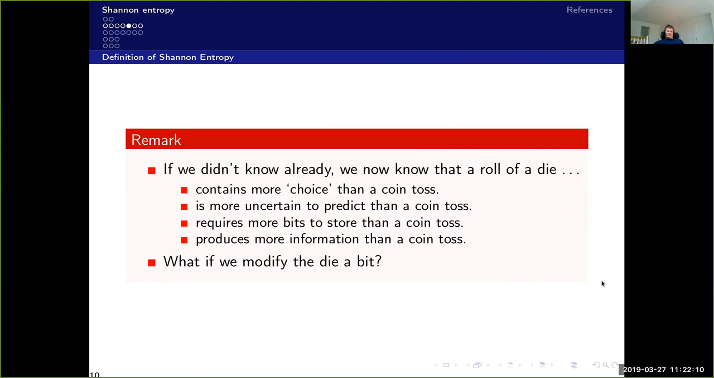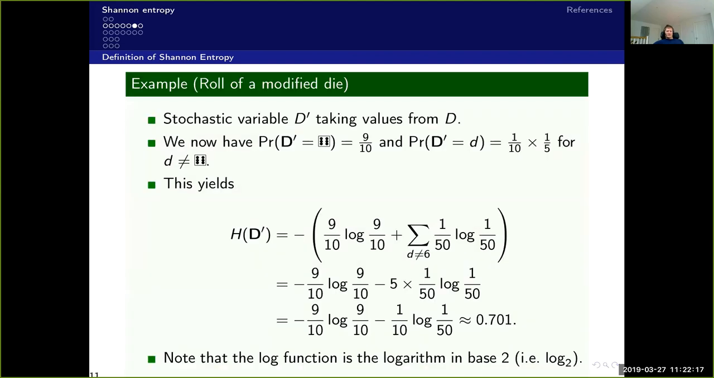So let's continue to play with this last example of the die and modify the die a bit, so we'll skew it. Now we have the stochastic variable d prime taking values from d. Since in a lot of these die rolling games it's advantageous to get the six, we want to construct a die where this happens a lot. So say that we change the probability of that happening to 9 over 10 here. So 90% chance of this happening. And then we let the others happen uniformly over the last 10%.